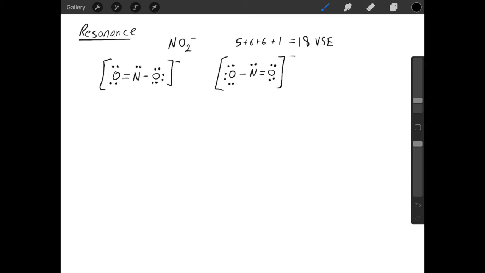They're effectively the same. And when you can draw more than one equally good representation, they're known as resonance structures. And you write them separated with a double-headed arrow, like this. And this implies that the structure on the left and the structure on the right are in resonance with one another. So in practice, it's not like NO2- is switching back and forth between those two structures. It's more that NO2- exists as a sort of average between those structures.